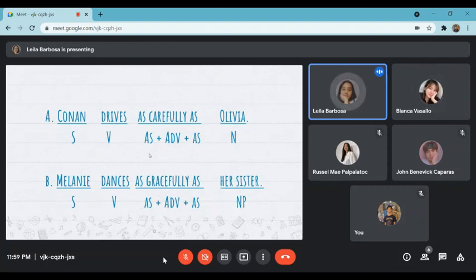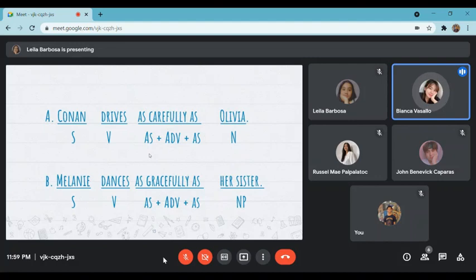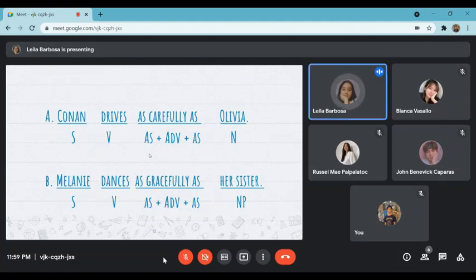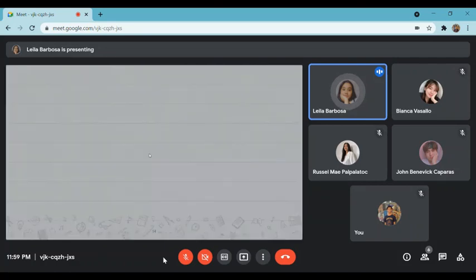For letter B, who would like to read? Ma'am, yes, Bianca. Melanie dances as gracefully as her sister. Can you please identify the sentence structure? Okay. Melanie is the subject, dances is the verb, as gracefully as is the as plus adverb plus as, and her sister is the noun, the NP. Thank you, Bianca. That's correct. Do you have any question with regards to this comparative form? None, ma'am. Okay, so let's proceed to our next example.